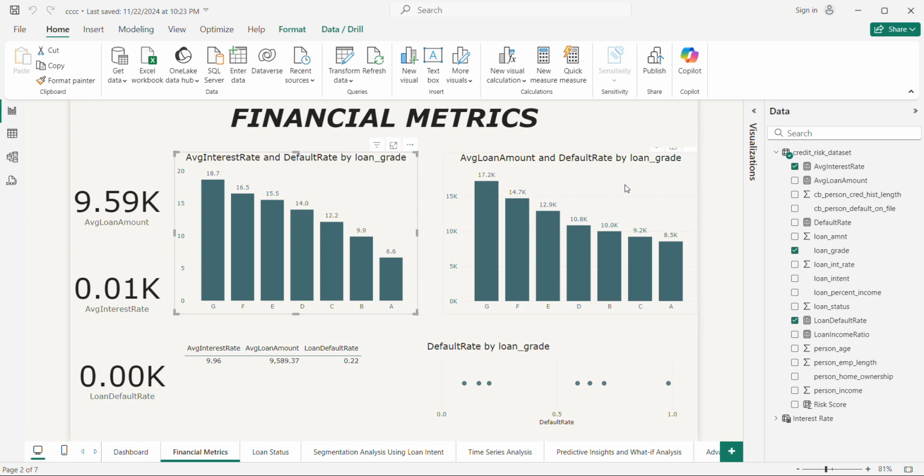Similarly, there is the average loan amount and default rate by loan grade, and there is a table of average interest rate, average loan amount, and default rate. So these are the three cards that clearly show the values of these measures, giving the insights of the financial metrics.